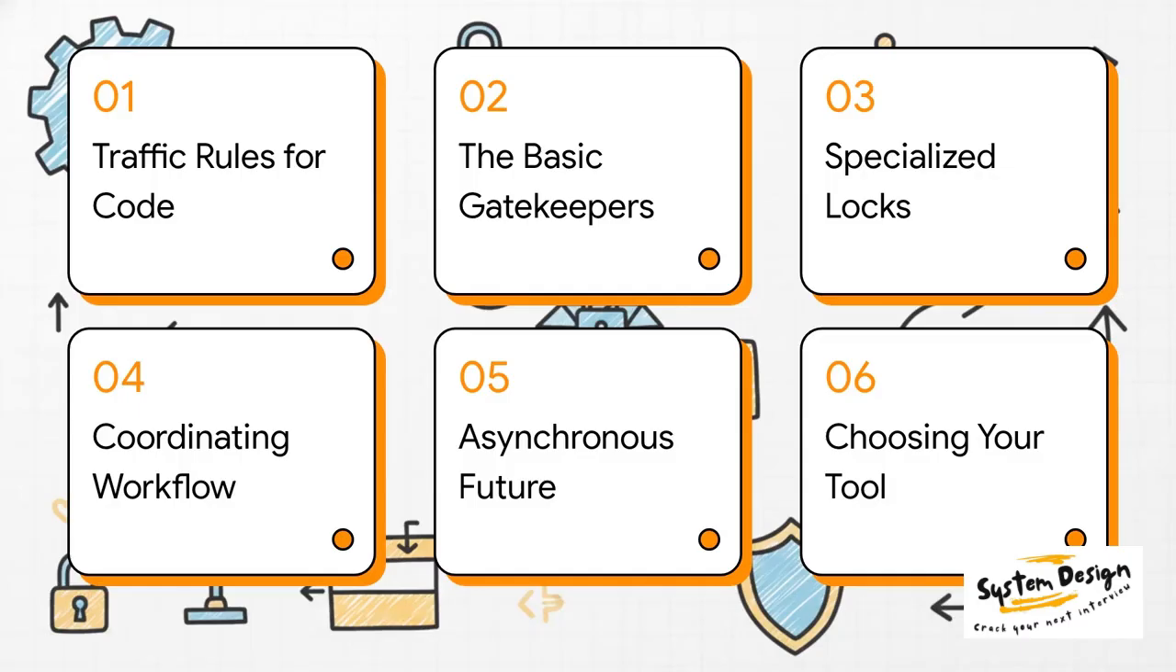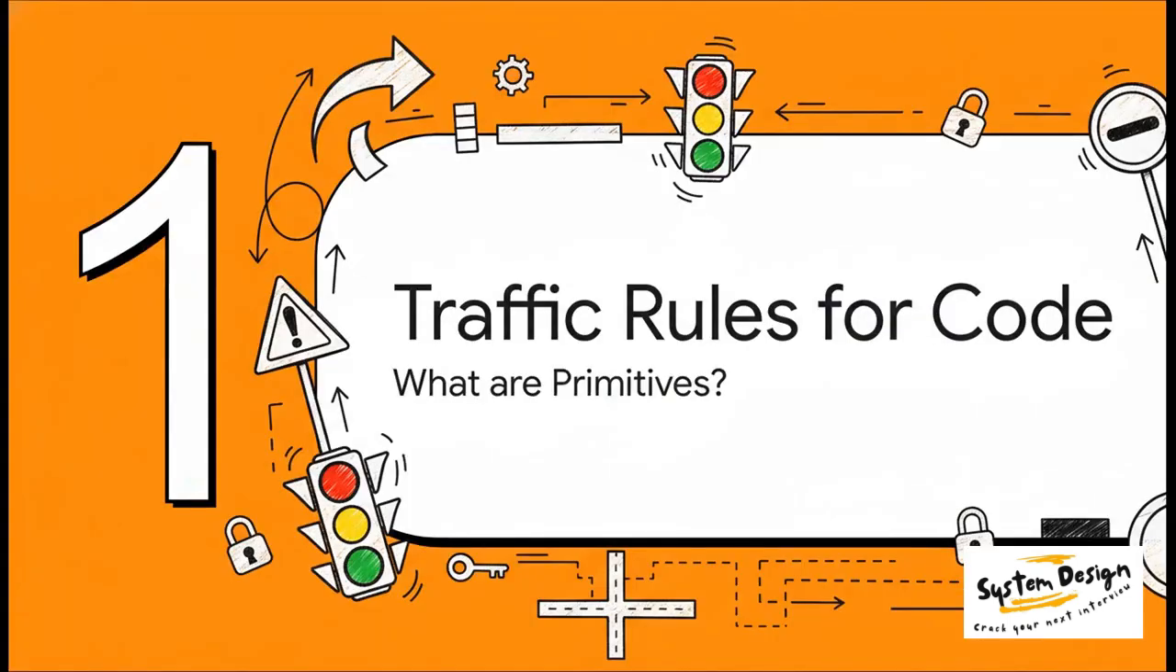So here's how we're going to break it all down. First, we'll cover the basic traffic rules for our code. Then, we'll meet the most fundamental gatekeepers. After that, we'll look at some more specialized tools for locking and counting before we switch gears to talk about coordinating entire workflows. We'll finish up by looking at the asynchronous future and, maybe most importantly, how you can choose the right tool for the job. All right, let's dive right into Section 1, Traffic Rules for Code.